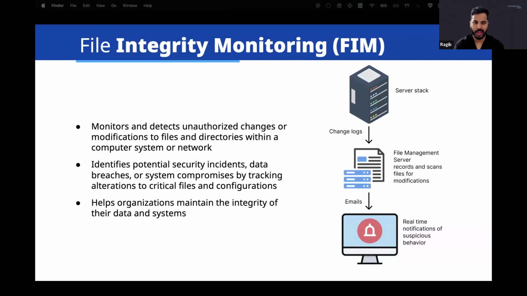Basically, what we looked at, the CIA triad, the integrity part of our CIA triangle, FIM plays a big part in that. It makes sure that the data that you have is maintaining its integrity and trustworthiness, okay?